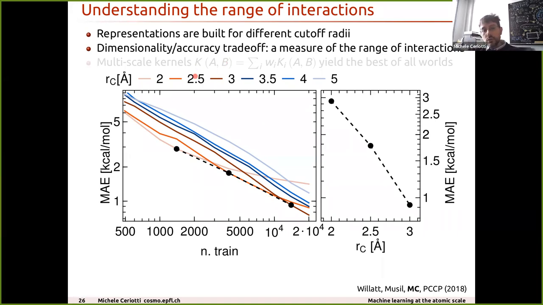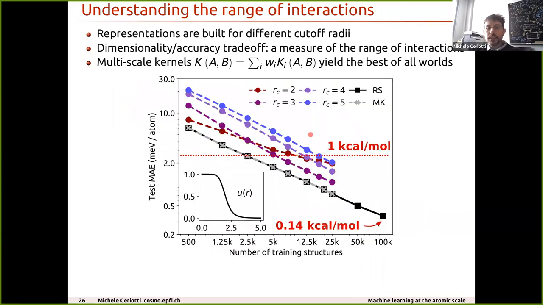And so you could think of just increasing progressively the cutoff radius and perhaps building multi-scale models in which you combine descriptors or kernels built at different length scales, and you tune the relative weights so that they reflect the importance of different contributions. And this does indeed improve the data efficiency and the ultimate accuracy of the model, because basically you build a model that reflects better the underlying physics of the system.